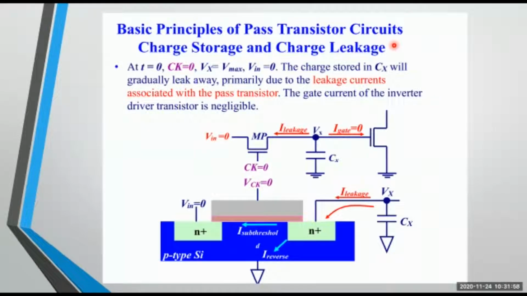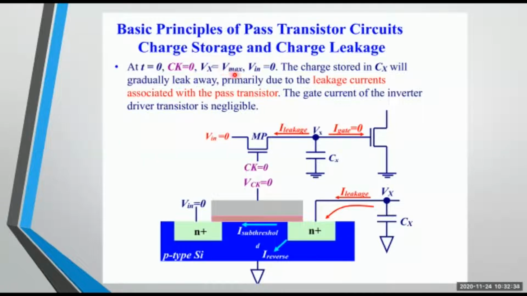So now let us see some basic principles about the pass transistor, about charge storage and charge leakage. Charge storage is regarding the charge which is stored in the capacitor, and leakage is regarding the degrading of the value stored in the capacitor. So CX, at time t equal to 0, the clock equal to 0 and Vx equal to Vmax. We know that clock equal to 0 and Vx is the previous state. That's why we have written Vx. We have considered these conditions.